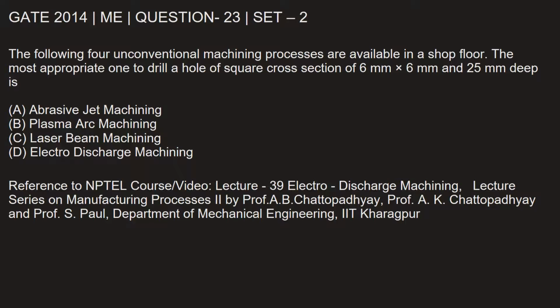This question is from GATE 2014, Mechanical Engineering Paper Sec 2, question number 23. The following 4 unconventional machining processes are available in a shop floor. The most appropriate one to drill a hole of square cross section of 6 mm by 6 mm and 25 mm deep is. Let's see which process will be the most suitable to drill this hole.